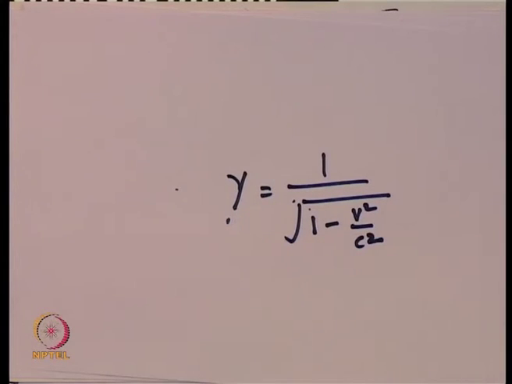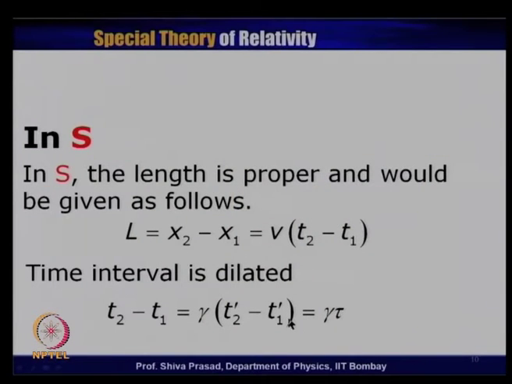Once I know the gamma, I can substitute this value, and I know that T2 prime minus T1 prime, that is the time difference measured in the S prime frame of reference, which is actually the proper time interval between these two events, multiplied by gamma must give me T2 minus T1. So, this is equal to gamma times tau. If you remember, we have mentioned that normally we write the proper time interval between two events as tau. So, this is gamma times tau.